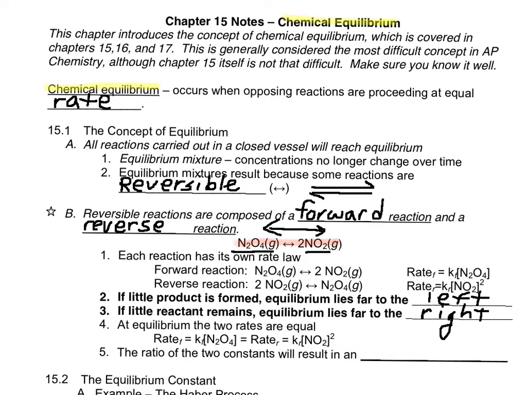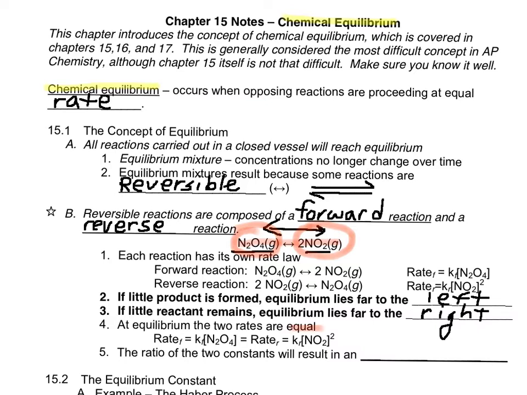Let's say that we're starting at the beginning of this reaction right here with a whole bunch of this N2O4, and when it starts decomposing, the second it starts decomposing, the rate of the forward reaction starts reducing, because we know that when the concentration of N2O4 goes down, the rate's going to go down as well. But as the concentration of this starts to increase, the rate of the reverse reaction starts to increase. So at some point, what's going to happen is the 2 rates are going to equal one another.